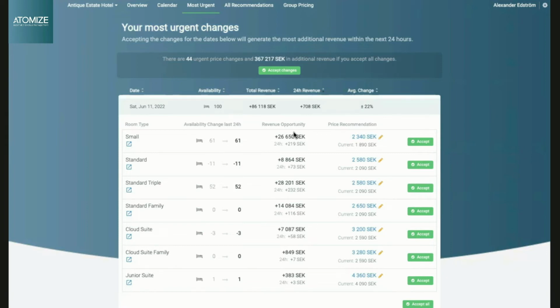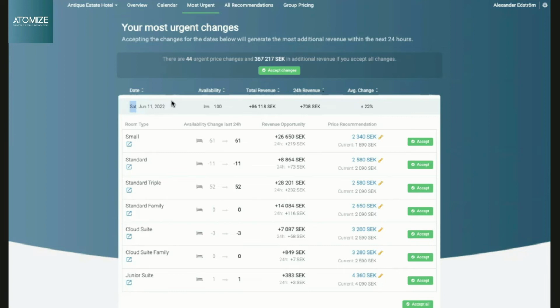Since it's sorted by revenue opportunity, meaning that right now for this hotel, June 11th, which happens to be a Saturday, is the most important. Looking 1 year ahead, that's the most important date where you should take action on changing the rates. But I have to stress, this is if you're not on autopilot. I will show you autopilot afterwards.